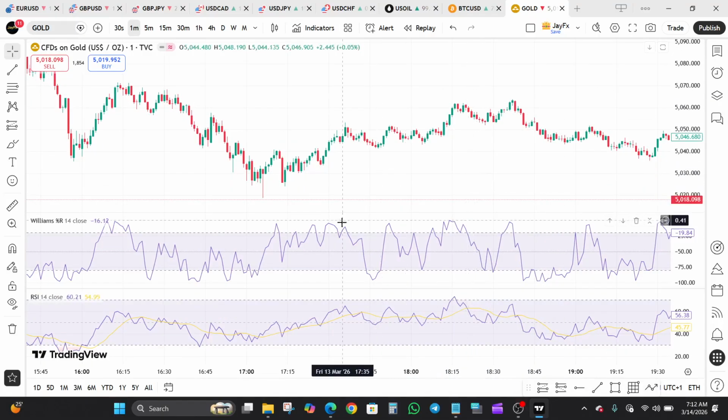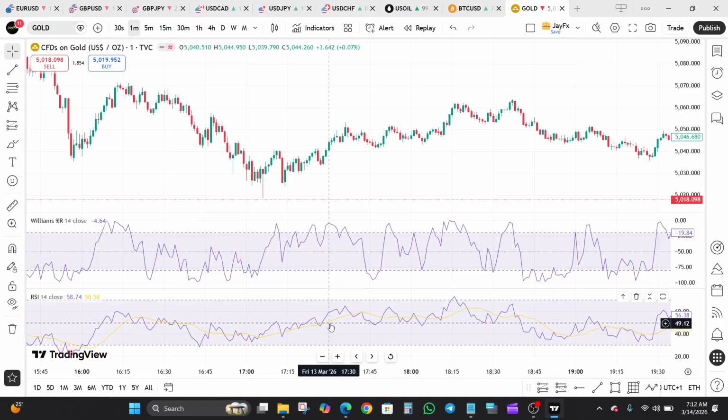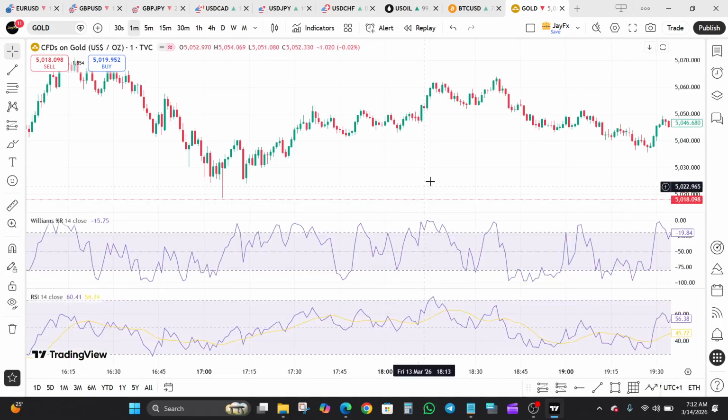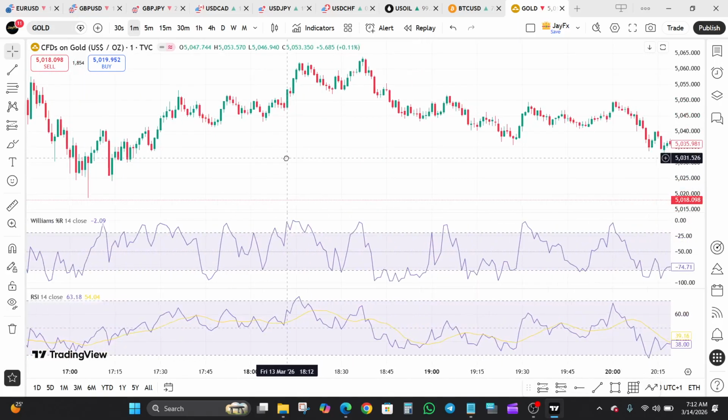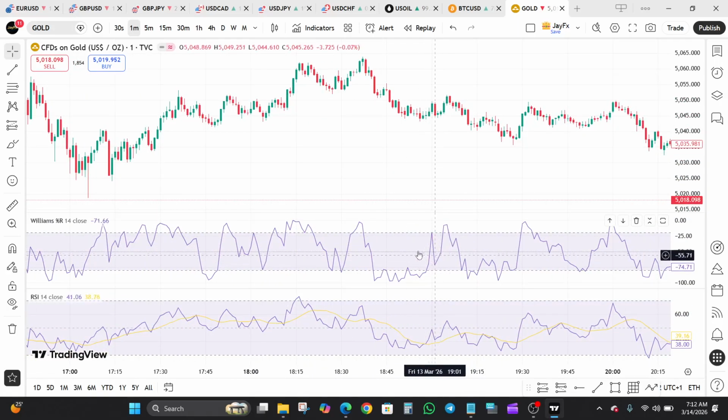The Williams percent range and the RSI, the relative strength index, are both momentum oscillators designed to measure overbought and oversold conditions in the market. However, they calculate momentum differently and therefore may give signals at slightly different times. The Williams percent range, often written as the Williams percent R, measures the current closing price relative to the highest high and the lowest low over a selected period.